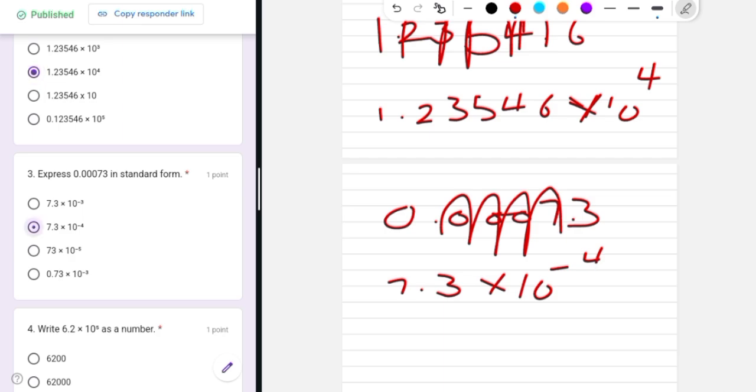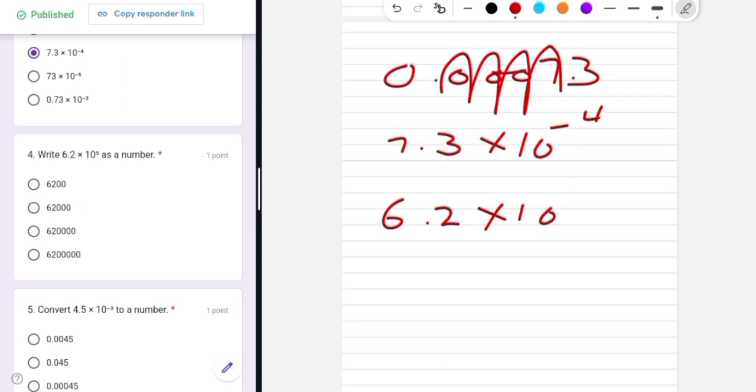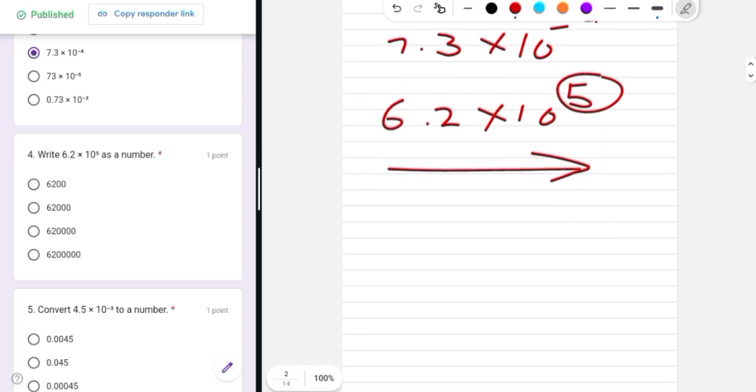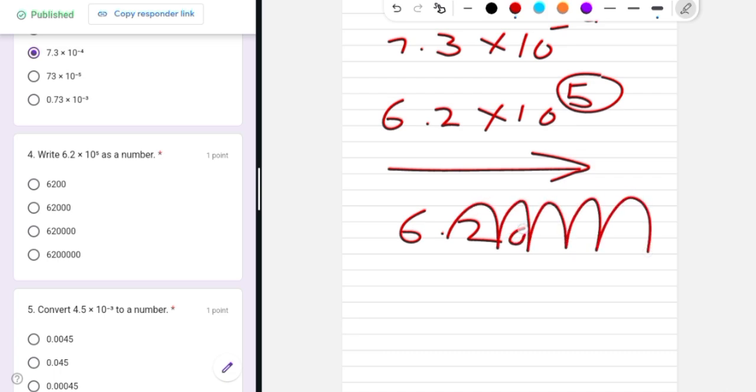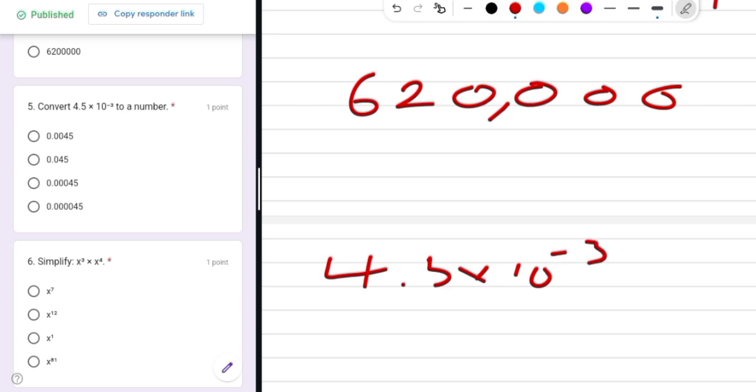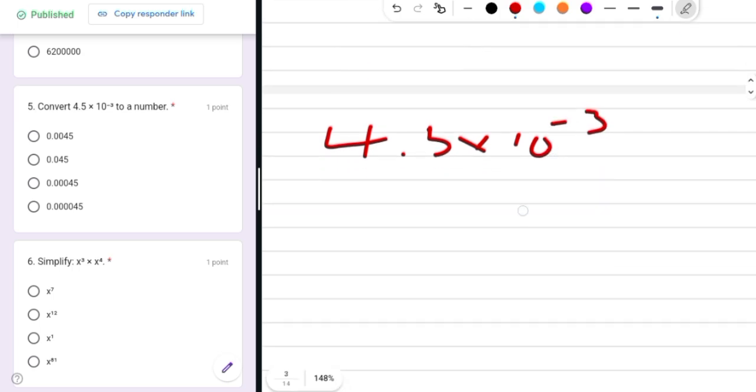Number 4 question is like a reverse of what we have been doing. We want to write a number in standard form in full, 10 raised to the power 5. That means the point moves from left to right. So we have 6.2. Move the decimal point 5 places, 1, 2, 3, 4, 5. Fill the empty spaces with 0. That means we have 620,000.